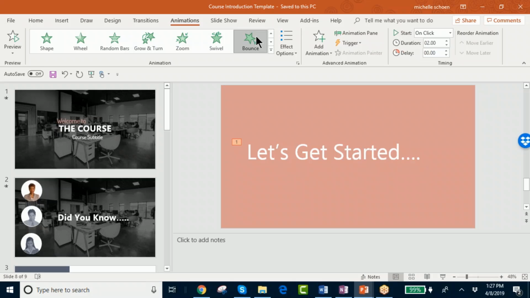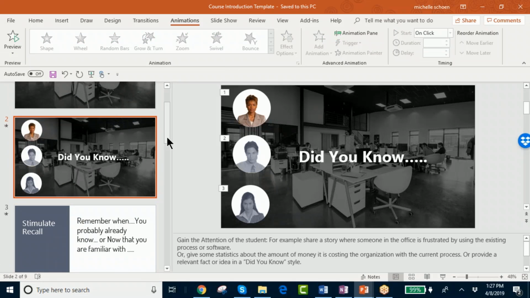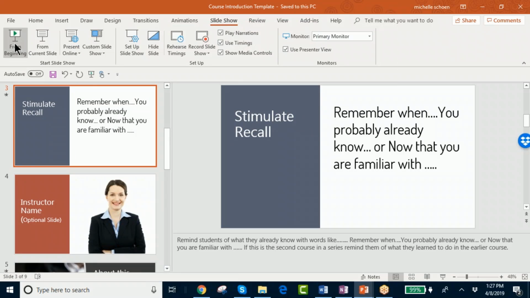So for example, I am going to show you here that below each slide, we have e-learning instructions telling you which one of Gagne's 9 events it pertains to, why we're doing it, and some ideas of what you could include on that slide. So this is what the template might look like.